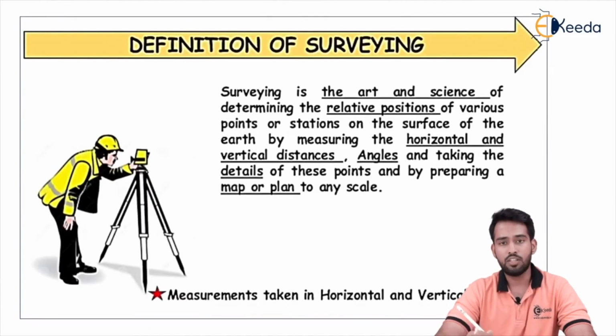If you see the actual definition which is in the book and we have to write in the exams, it is: surveying is the art and science of determining the relative position of various points or stations on the surface of the earth by measuring horizontal and vertical distances, angles and taking the details of these points and preparing a map or plan to any scale. The basic function of surveying is to prepare a map or a plan.